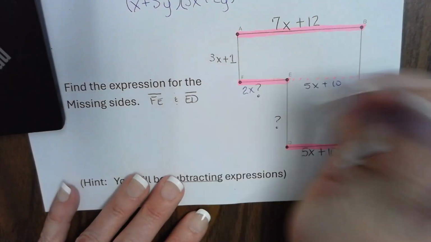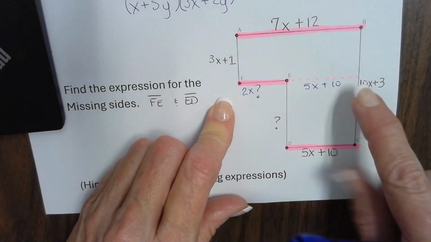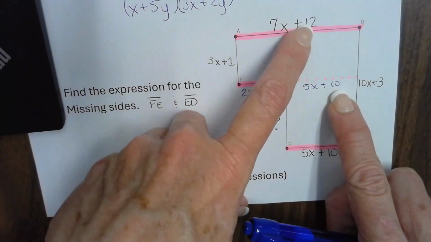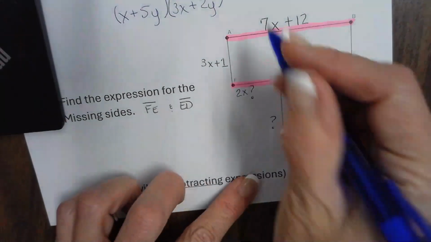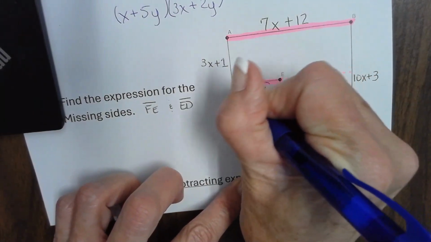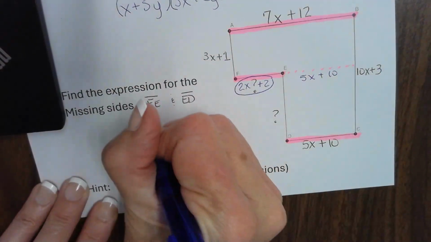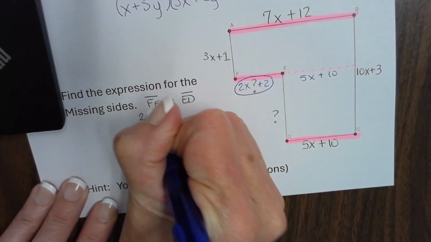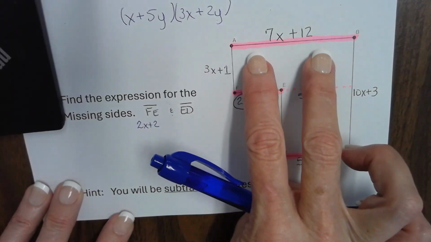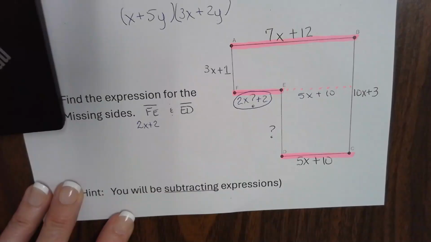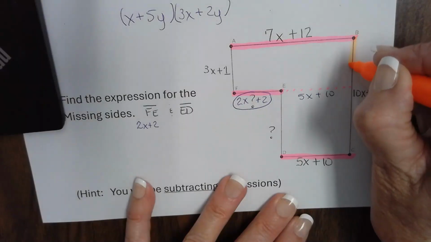So I need 2x. And now notice, in order for these two lines to match, I've got 10, but I need 12. So what's missing? A positive 2. So line FE is equivalent to 2x plus 2. Notice when these two lines are put together, they're equal to this line.